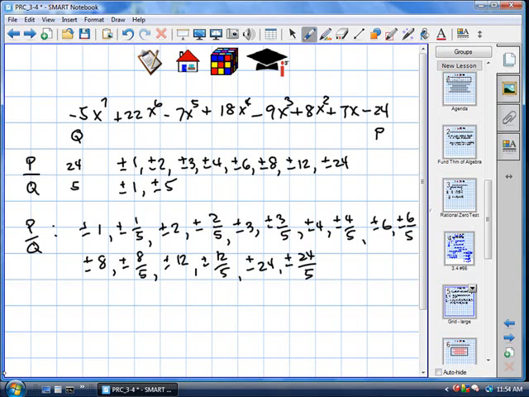Anyway, I just wanted to show you another example. Here's where you're really happy when you have numbers that don't factor real well, because then it really cuts down the number.